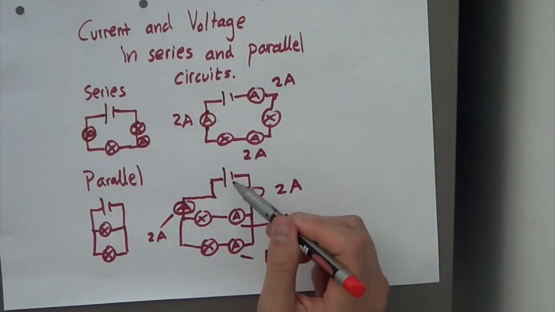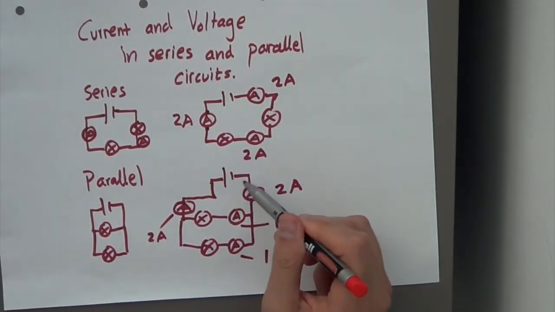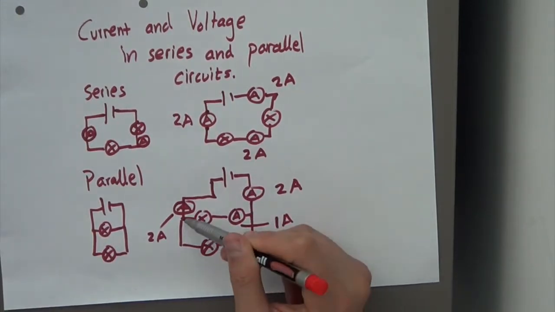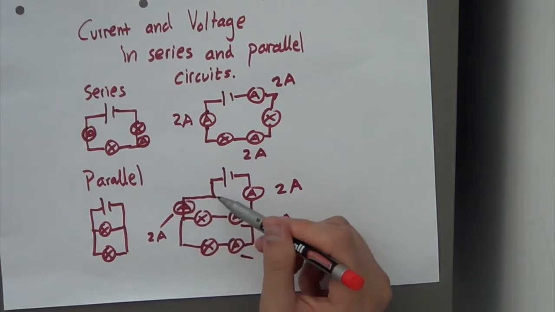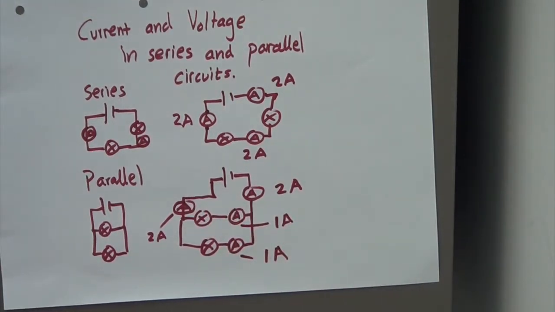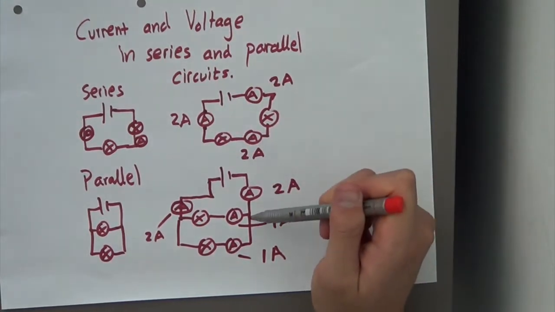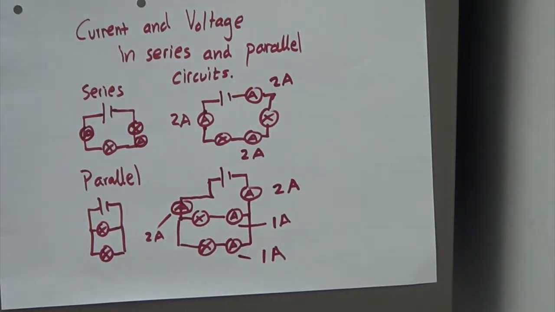You could think about it as water pipes. This will be a thicker water pipe, then it splits into 2 thinner water pipes and then connects back to a thicker water pipe. So what is the rule? Well, current is the same in a series circuit and it splits up in a parallel circuit.